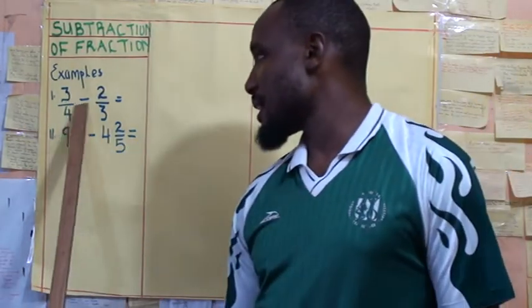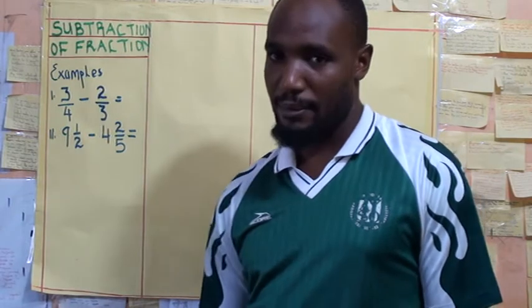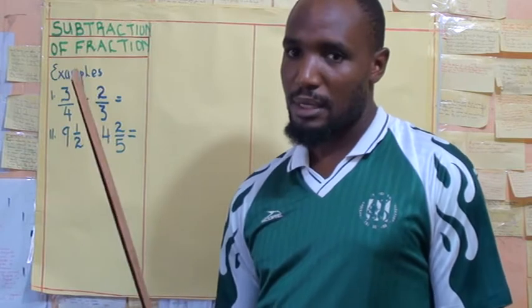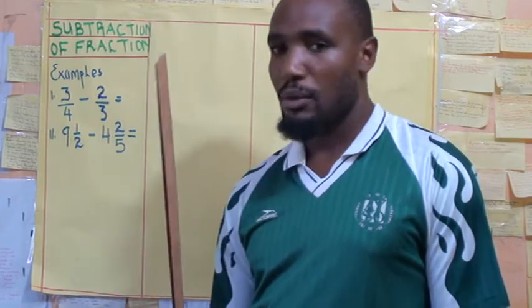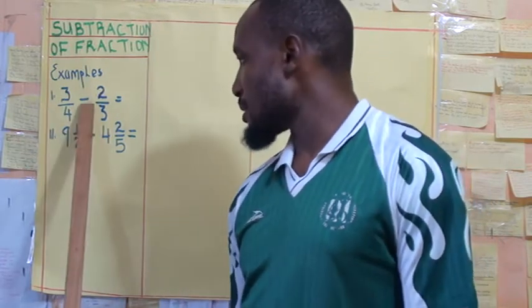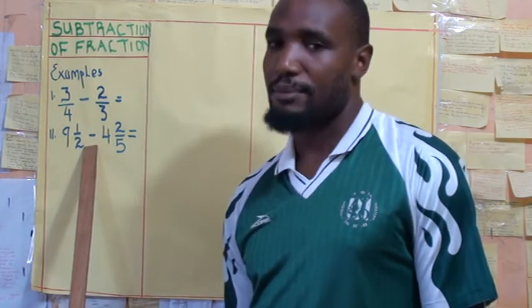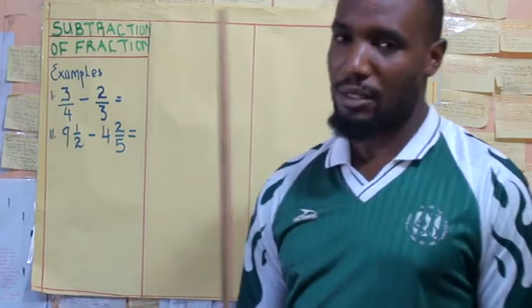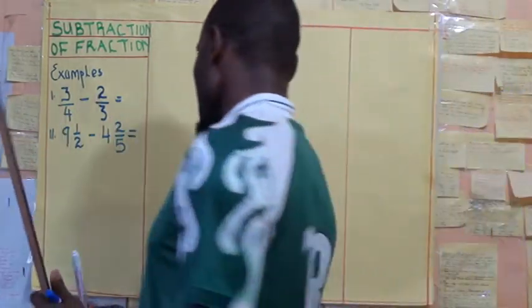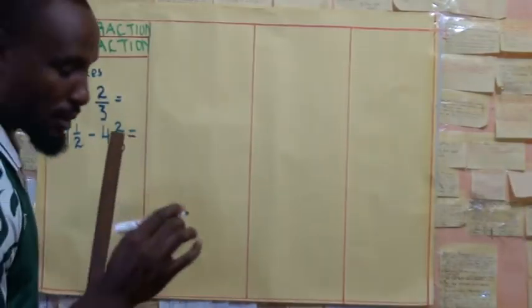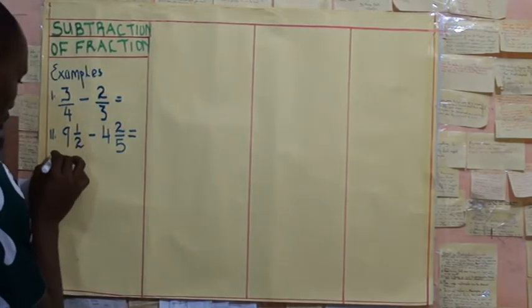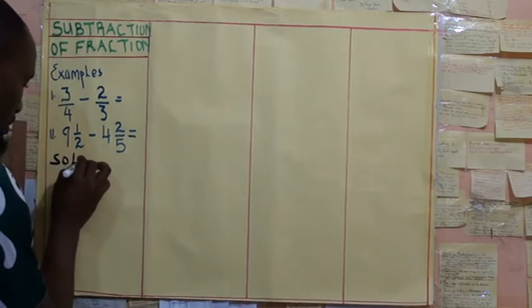Look at question number 1. It is 3 over 4 minus 2 over 3. This is a proper fraction. How are we going to do it? We are going to learn the subtraction of this and also this mixed fraction so that we finish it together and I give you an extra one. Start. We are going to say solution.